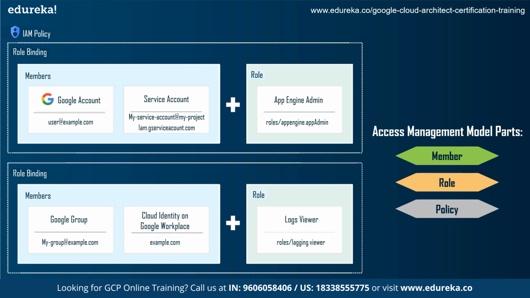Then there is a role. A role is a collection of permissions. Permissions determine what operations are allowed on a resource. When you grant a role to a member, you grant all the permissions that the role contains. And then there is policy. The IAM policy is a collection of role bindings that bind one or more members to individual roles. When you want to define who has what type of access, meaning role, on a resource, create a policy and attach it to the resource.